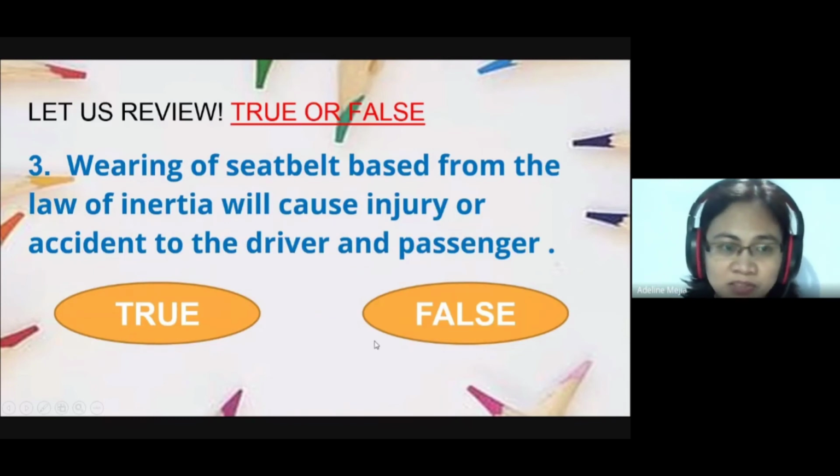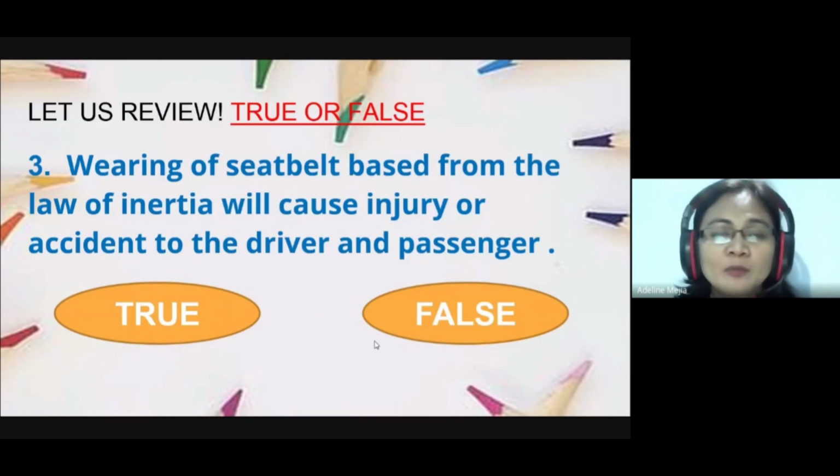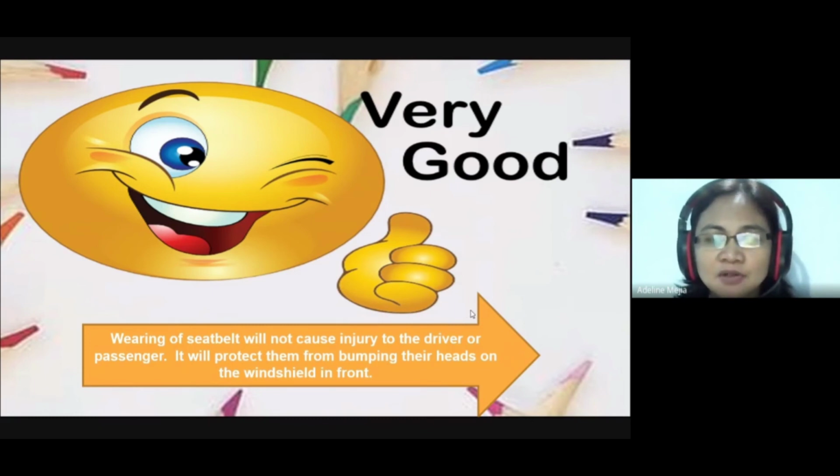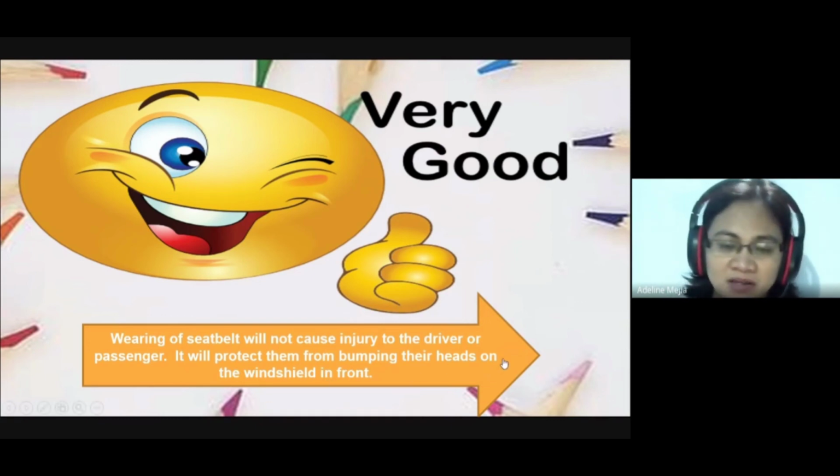Now, for the third statement, wearing of seatbelt based from the law of inertia will cause injury or accident to the driver and the passenger. Is it true or false? Let's check if your answer false is correct. Very good, because wearing of seatbelt will definitely not cause injury to the driver or passenger. It will protect them from bumping their heads on the windshield in front.